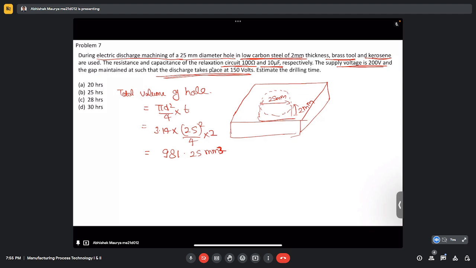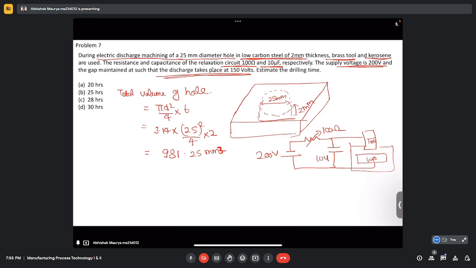Whatever source we have been given for the RC circuit. So this circuit is something like this. This is the tool, and here we have the workpiece. It is inside something like this, and this is open, and this source voltage is 200 volts. This resistance is 100 ohm, and this capacitance is 10 microfarad. And here the VD, voltage at the time of discharge, is 150 volts.